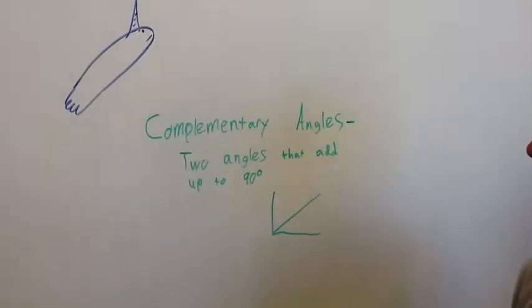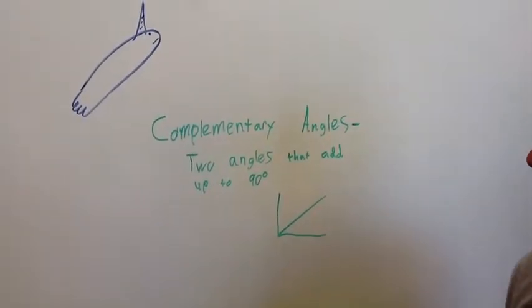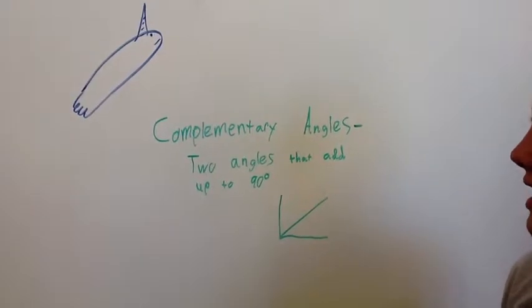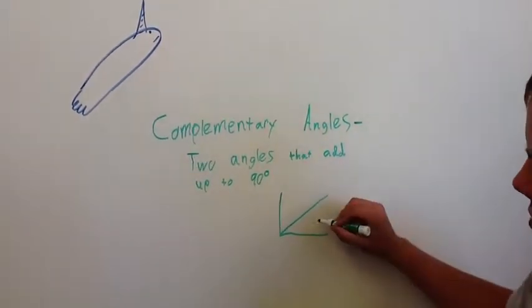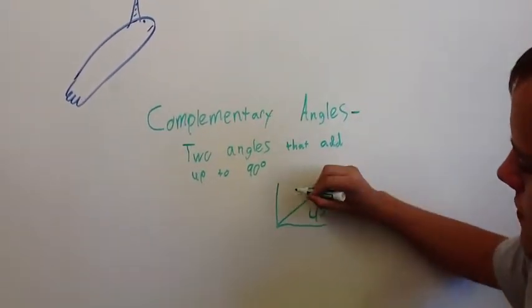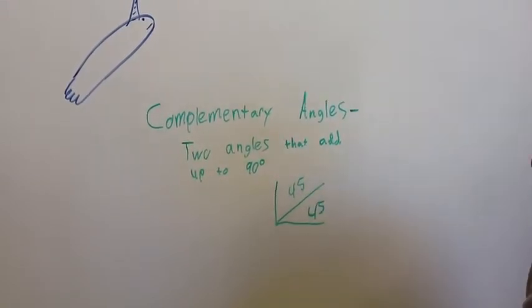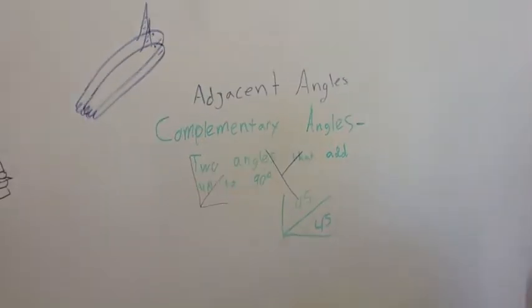The second term you need to know is complementary angles, and those are two angles that add up to 90 degrees. So if this one's 45, and this one's 45, they add up to 90, so they are complements.